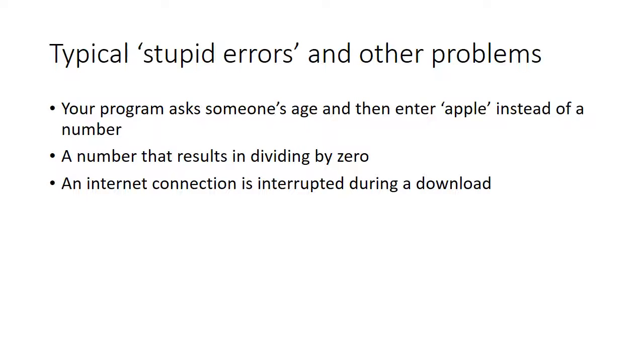Typical stupid errors and problems that can cause your program to crash include someone asking someone to enter a number and then the user enters a string instead. In this case, maybe someone's age is asked for, but the person enters the word apple instead. A number that results in dividing by 0, or access to a variable that's not there, or an internet connection that's interrupted during download.